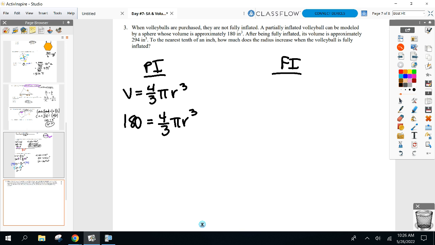So if you want to get rid of it, let's say you want to get rid of it right now, how could you get rid of it? Divide each side by pi. Correct. And do not round any decimals. So go ahead right now. Find the radius of the partially inflated. Find the radius of the fully inflated, and we'll talk about how much it increased by. Go ahead.